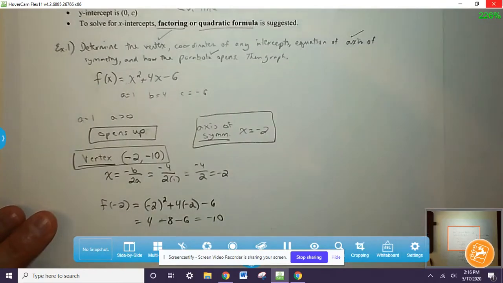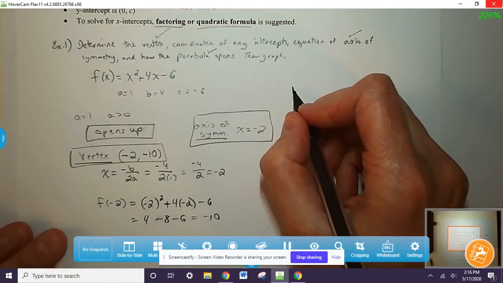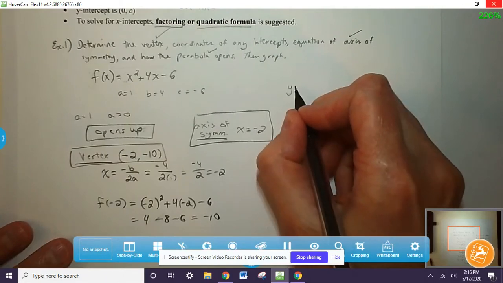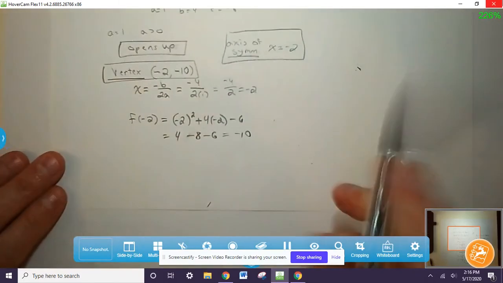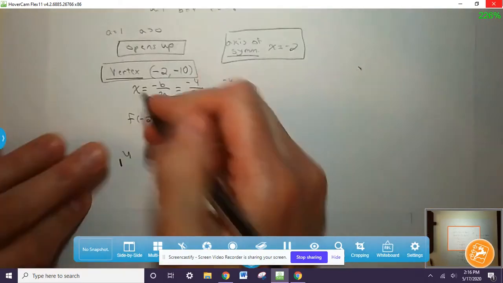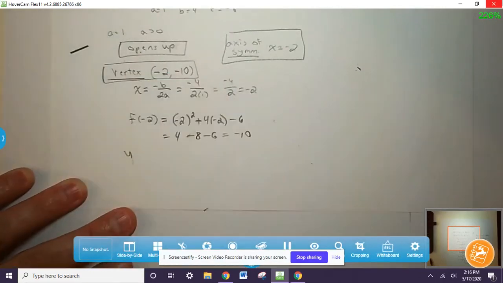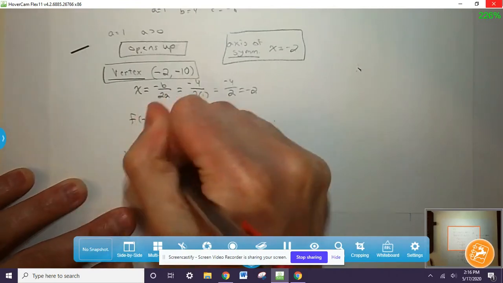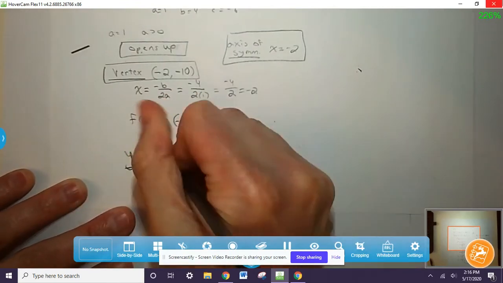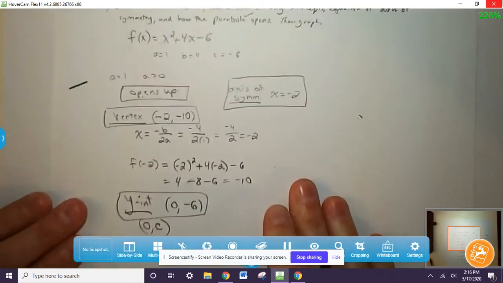And now we need to find the intercepts. So we need to find x-intercepts if there are any, and the y-intercept. I'm going to do y-intercept first because the y-intercept is really easy to find when you're in this format. For the y-intercept, it's 0, c whenever you're in this definition form. So the y-intercept for this one is 0, negative 6.